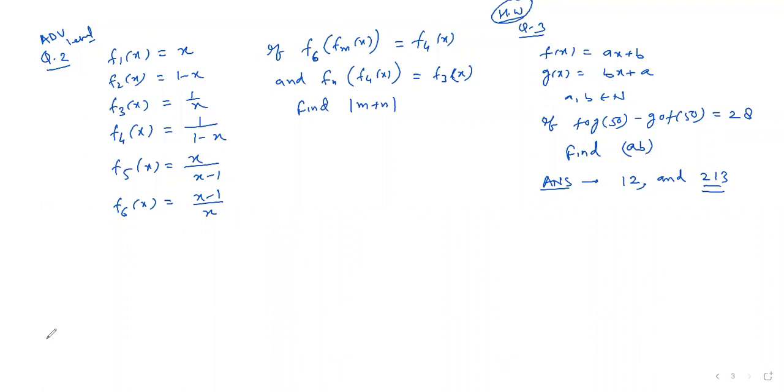Okay, m is equal to 6, n is equal to 5. Yes, you've been given this part. Okay, just see. f6 of fmx, f6. Here I have to put fmx. Here I have to put fmx. fmx is equal to f4x.